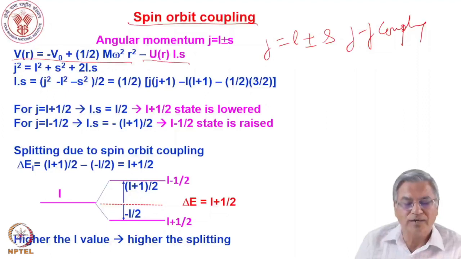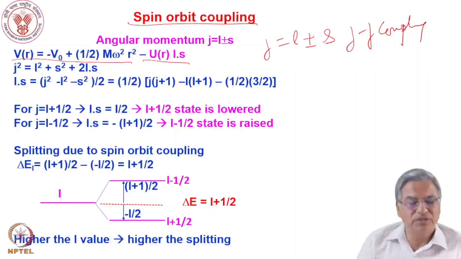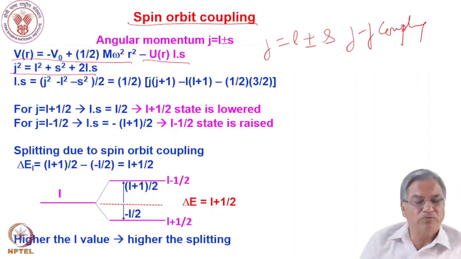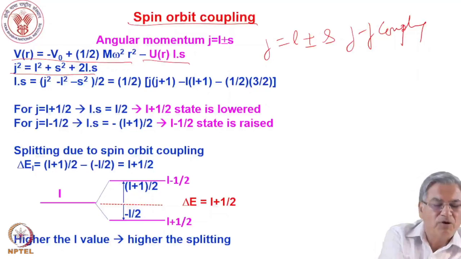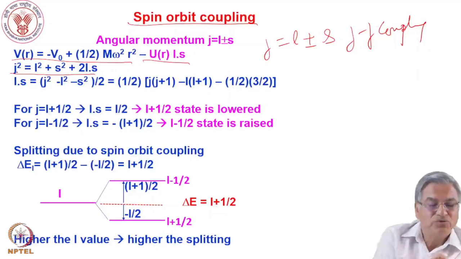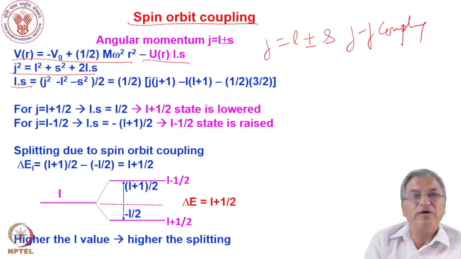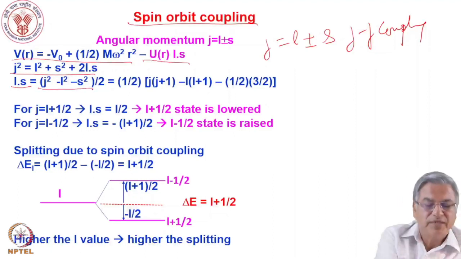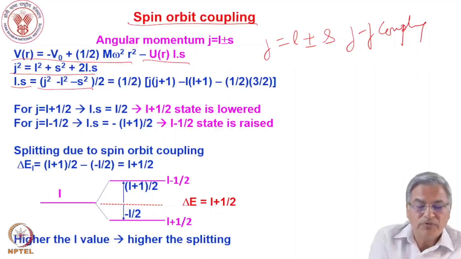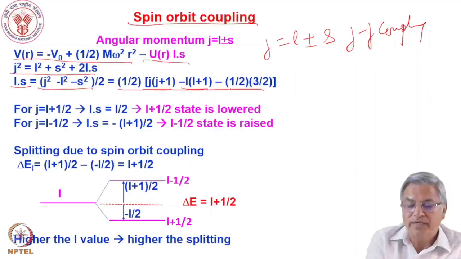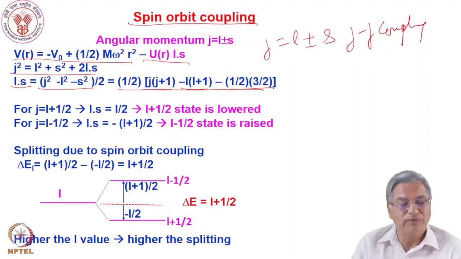that is minus U(r) L dot S, and then let us see how the level scheme will change. The vector sum of L and S will be J. So you can write J squared equals L squared plus S squared plus 2 L dot S. And so L dot S, we want its magnitude: J squared minus L squared minus S squared, divided by 2. You can now write the magnitudes as J(J+1), L(L+1), and S(S+1), that is half into 3 by 2.